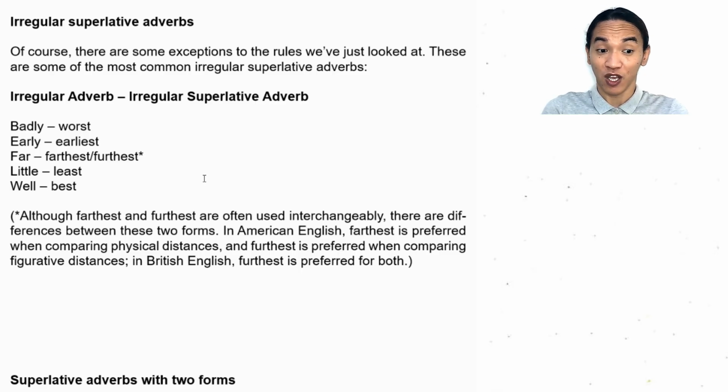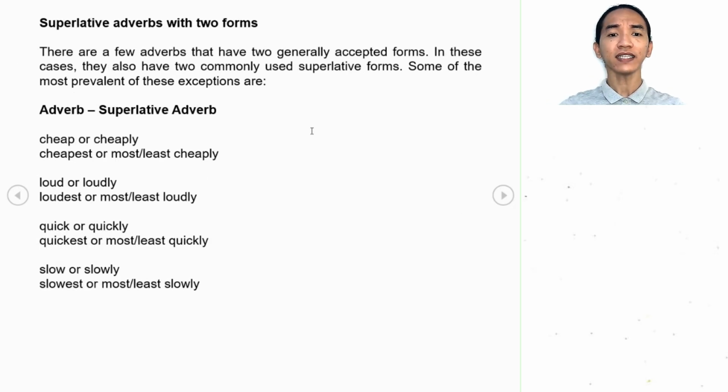Okay? So take note. So we also have superlative adverbs with two forms. What does that mean? There are a few adverbs that have two generally accepted forms. So it means either of these forms can be used when you're communicating in English. They're also known as having two commonly used superlative forms.